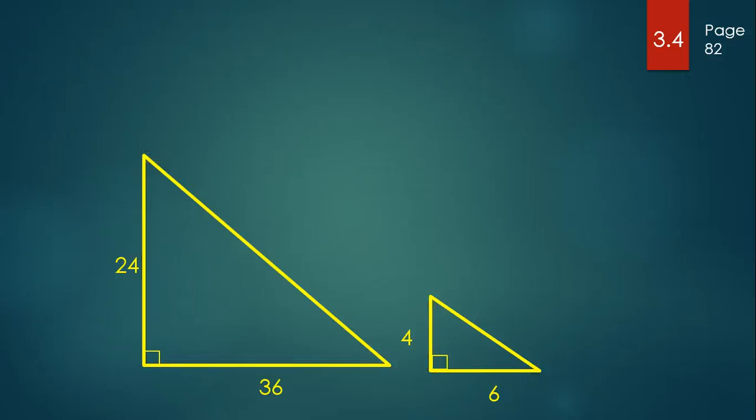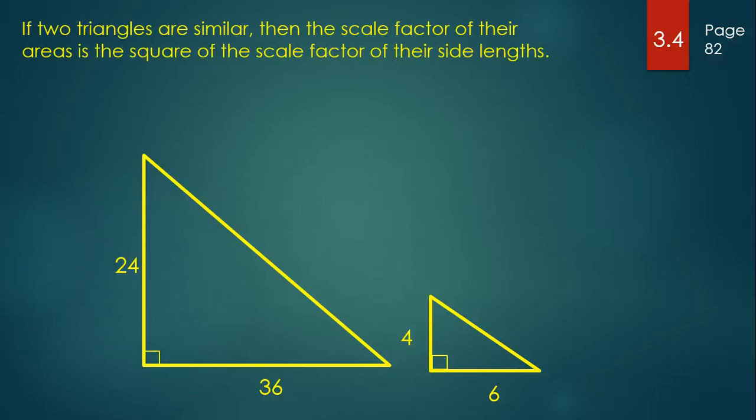Now there's one other interesting thing that goes on with similar figures, and that has to do with area. So if two triangles are similar, then the scale factor of their areas is the square of the scale factor of their side lengths. Now this says triangles, but it actually works for any figures that are similar to each other, whether they're squares or they're pentagons or they're just blobs that are similar to each other.